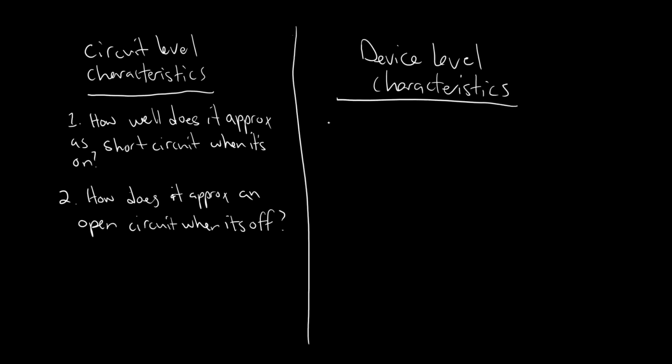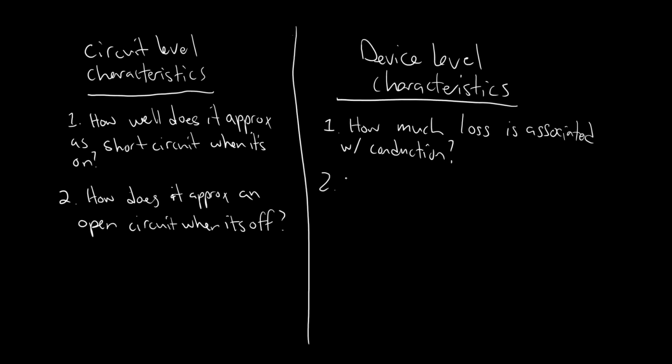So these are things like, one, how much conduction loss, like how much loss is associated with conduction when it's actually conducting current. No device is ideal, nothing is an ideal short circuit, right? There's always some kind of resistance, and there's loss associated with that resistance when it conducts current. So how good can we make this device for some given constraints?